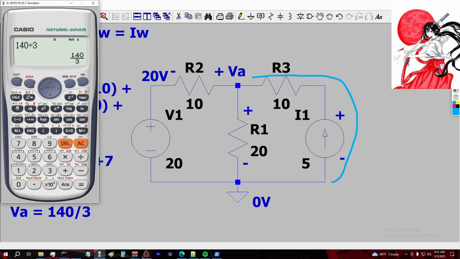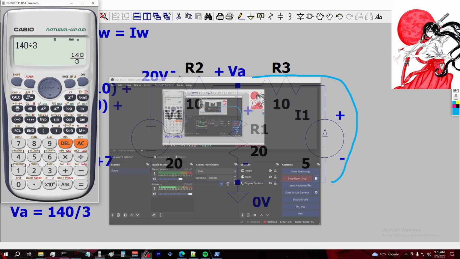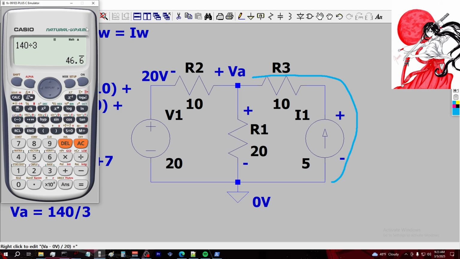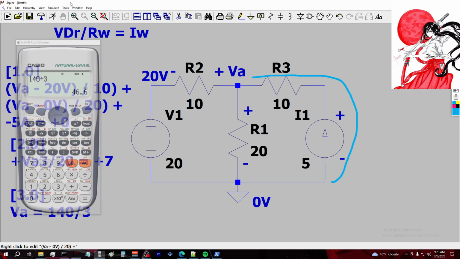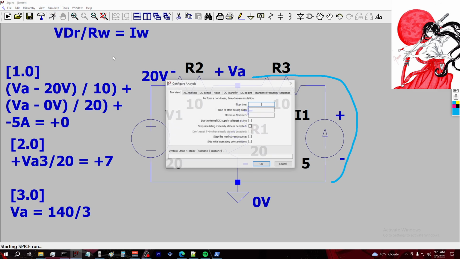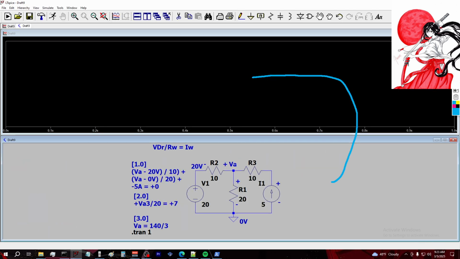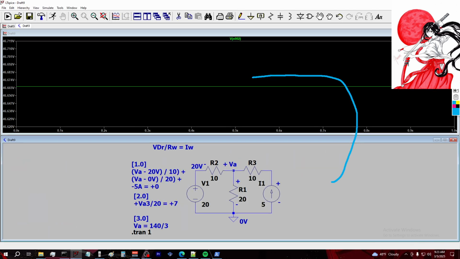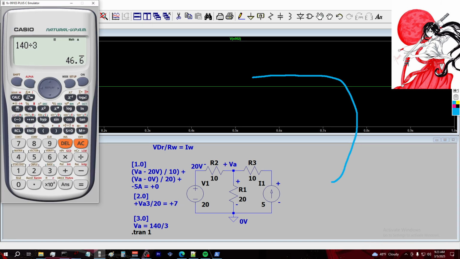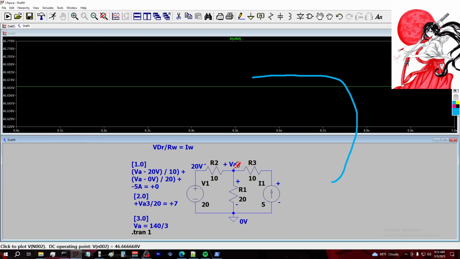All right, what is 140 over 3? Let me see where my recording is at. Okay, we're good. So 46.6. That's what VA should equal according to our math. Let's see if that's right. Yep, 46.6. That's the calculation. We got 46.6, and it says it right here too. So, yep, there's that.